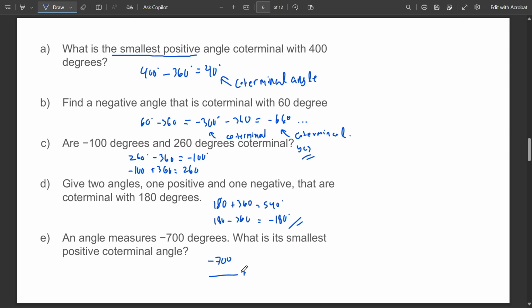Yep, 340. Okay, and we add another 360, we will have 20 degrees, right? Yeah, we add, and then that's our answer, the smallest positive coterminal angle. Okay, next.